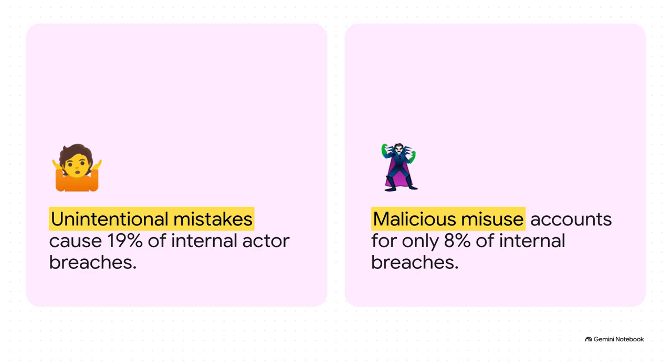Now, here's a really important distinction. We almost always picture this malicious insider, right? Someone in a hoodie stealing company secrets. Well, the 2025 Verizon Data Breach Investigations report for the EMEA region tells a totally different story. 19% of breaches involved unintentional mistakes, compared to only 8% involving malicious misuse.